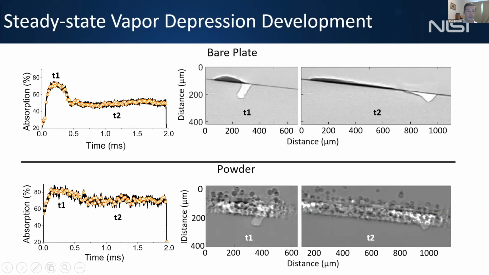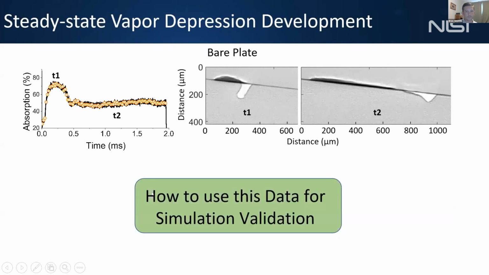We also see this when we add powder. So here's similar scan conditions, just in the presence of powder, and we can see the same, or qualitatively the same behavior, an initial rise in absorption due to a deep, narrow keyhole that then shallows up and leads to a stabilizing of the absorption.